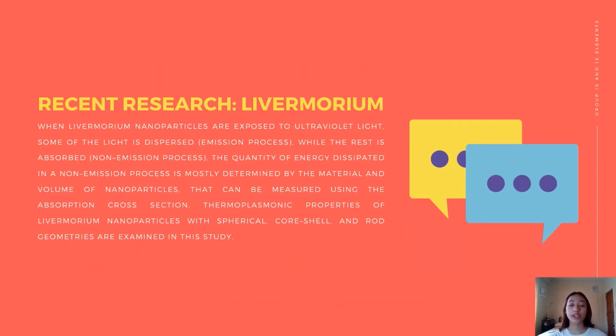When livermorium nanoparticles are exposed to ultraviolet light, some of the light is dispersed while the rest is absorbed. The quantity of energy dissipated in a non-emission process is mostly determined by the material and volume of nanoparticles, and can be measured using the absorption cross-section. Thermoplasmonic properties of livermorium nanoparticles with spherical, core shell, and rod geometries are examined in this study.